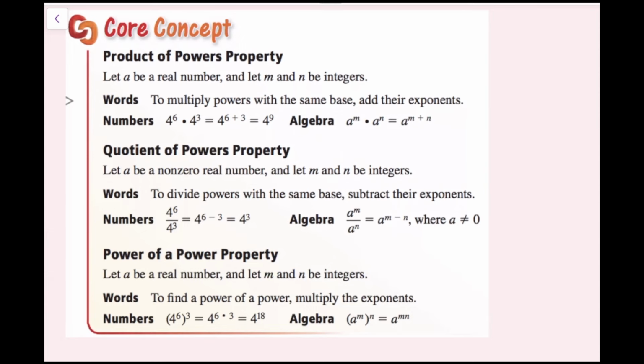So we're going to go over some more exponent properties. Product of powers property. Let a be a real number and let m and n be integers. To multiply powers with the same base, add their exponents. So if we see this, we have 4 to the 6th power times 4 to the 3rd power equals 4 to the 6 plus 3, which is the same as 4 to the 9th power. Okay, and over here we have a to the m times a to the n equals a to the m plus n. Okay, I'm going to show you why that is right now.